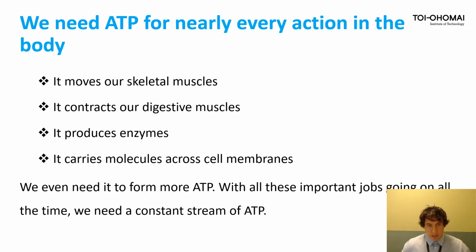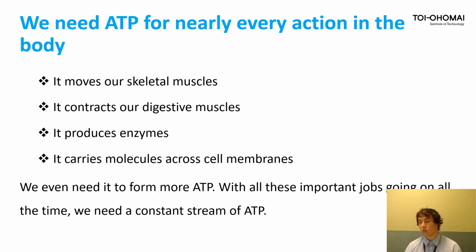So let's look at ATP. We need ATP for nearly every action within the body. It helps us move our skeletal muscles, which in turn moves our skeleton and allows us to move around. ATP helps us contract our digestive muscles, so that's smooth muscle tissue. ATP helps us produce enzymes, and enzymes are key chemical compounds that help break down and contribute to metabolism. And ATP helps carry molecules across cell membranes. If we remember back to our first or second lecture in HAP, we looked at how substances move across a cell membrane when we had active and passive transport. Active required energy.